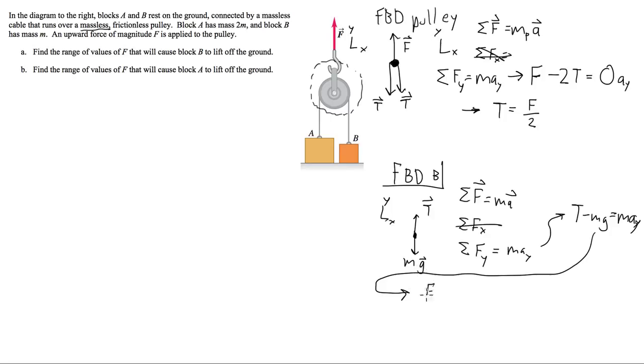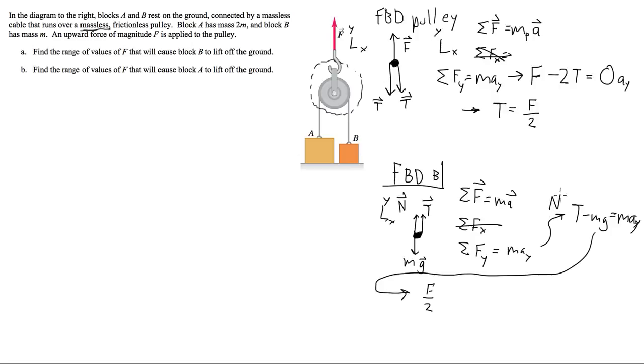So then you can say find F over 2. Oh, what am I doing? Guess what I forgot? There's also a normal force on the ground. Hello. All right, so there's a normal force on block B. Wow, okay.